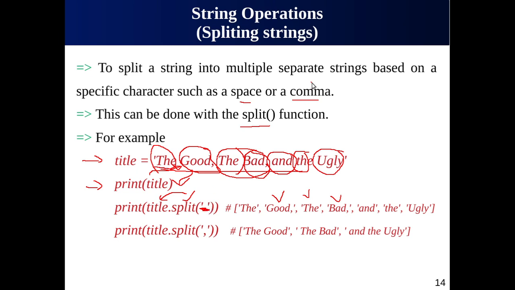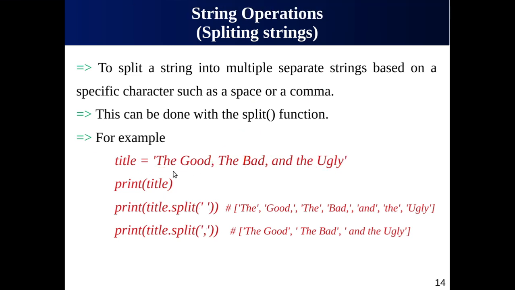In a similar way, you can use a comma as a separator. What will happen then? From "the" up to the comma after "good" is the first substring. From there up to the next comma, we have the second substring, and the remainder will be considered the third and final substring. This is how we can split a string with the help of the split function.